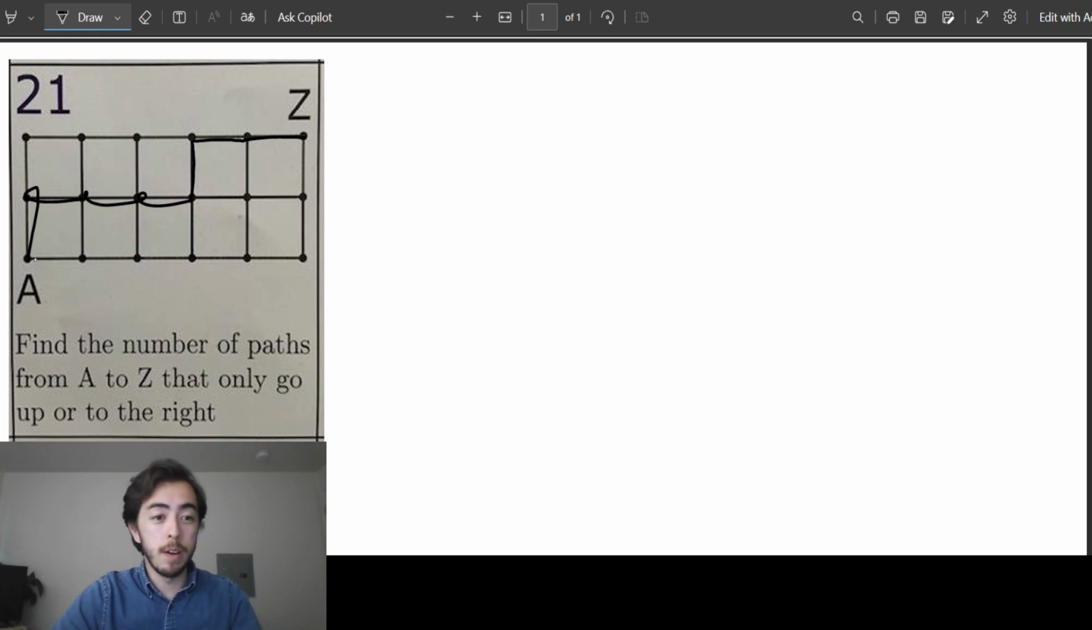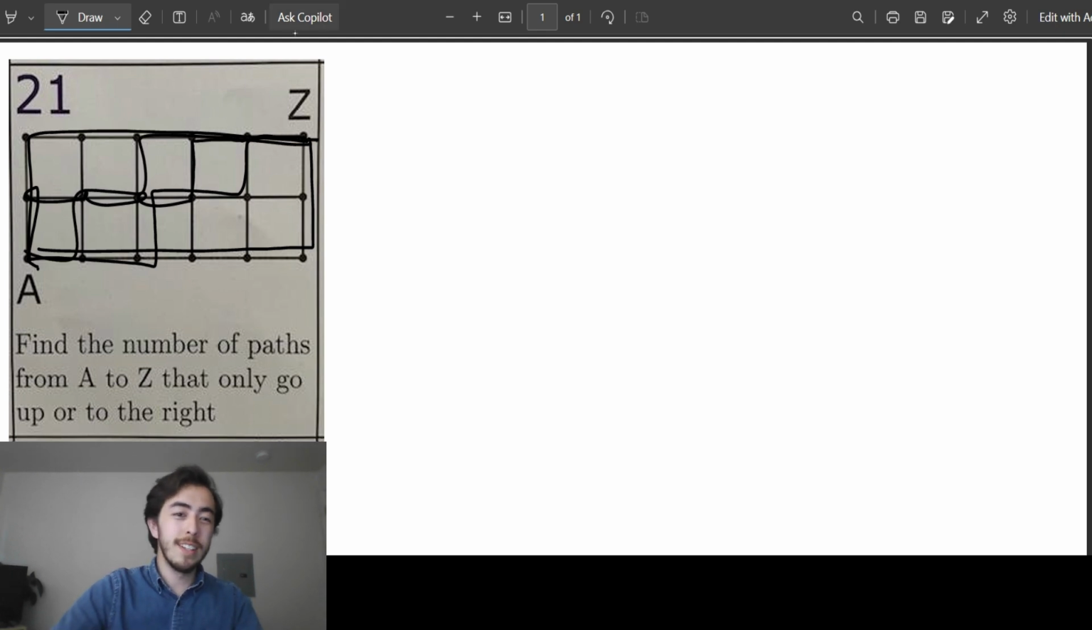So what's not allowed is to maybe go up, up, and then another up, because then how else will we get to Z? Other things that are not allowed, pretty clearly we can't go up, right, and then left again. And so this is not a valid path either. But we could go something like this, or something like that, or something like this, or something like that.